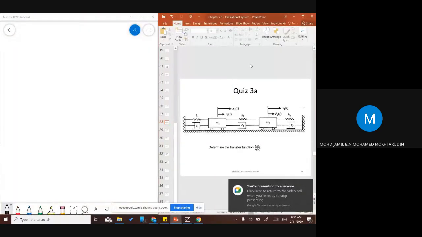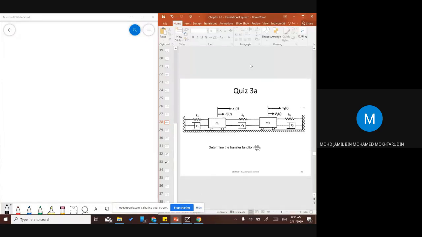Okay, so for quiz 3A, the question asks to determine the transfer function X1 over X2. The most important thing about this kind of question is your free body diagram. If you get your free body diagram correct, then inshallah your score will be more than half. If your free body diagram is wrong, then inshallah you get zero.